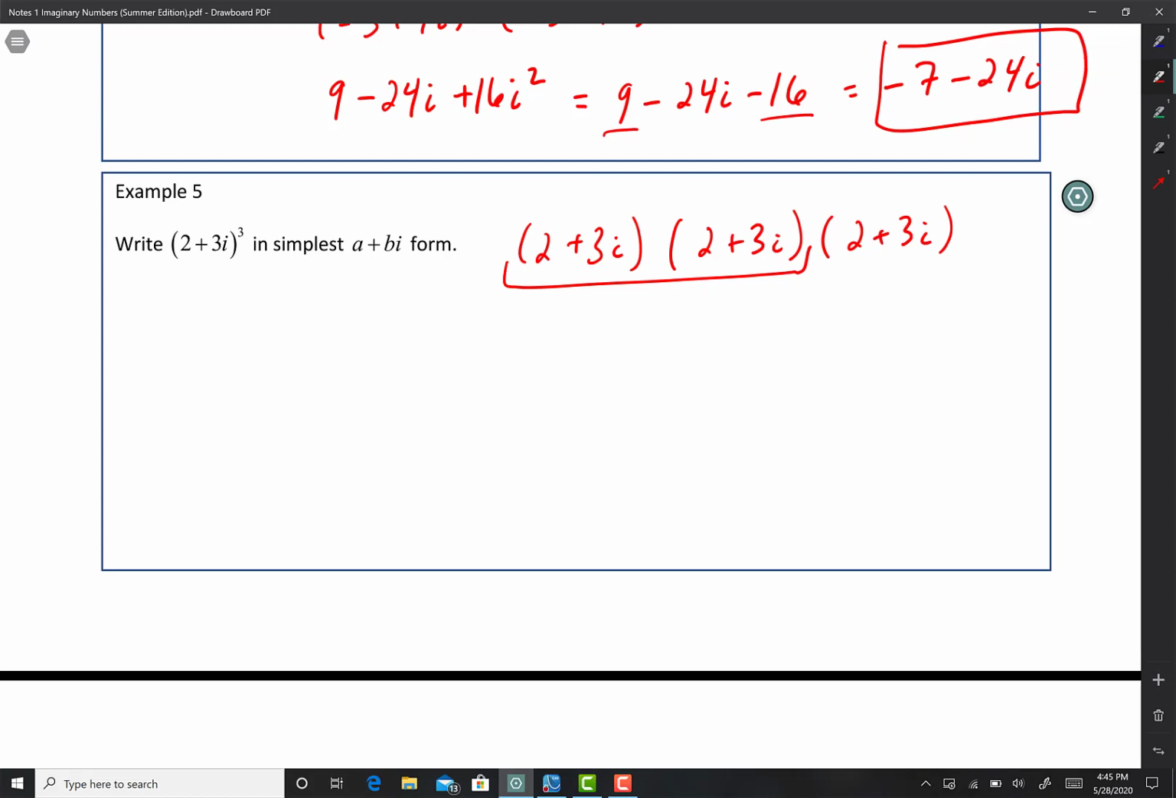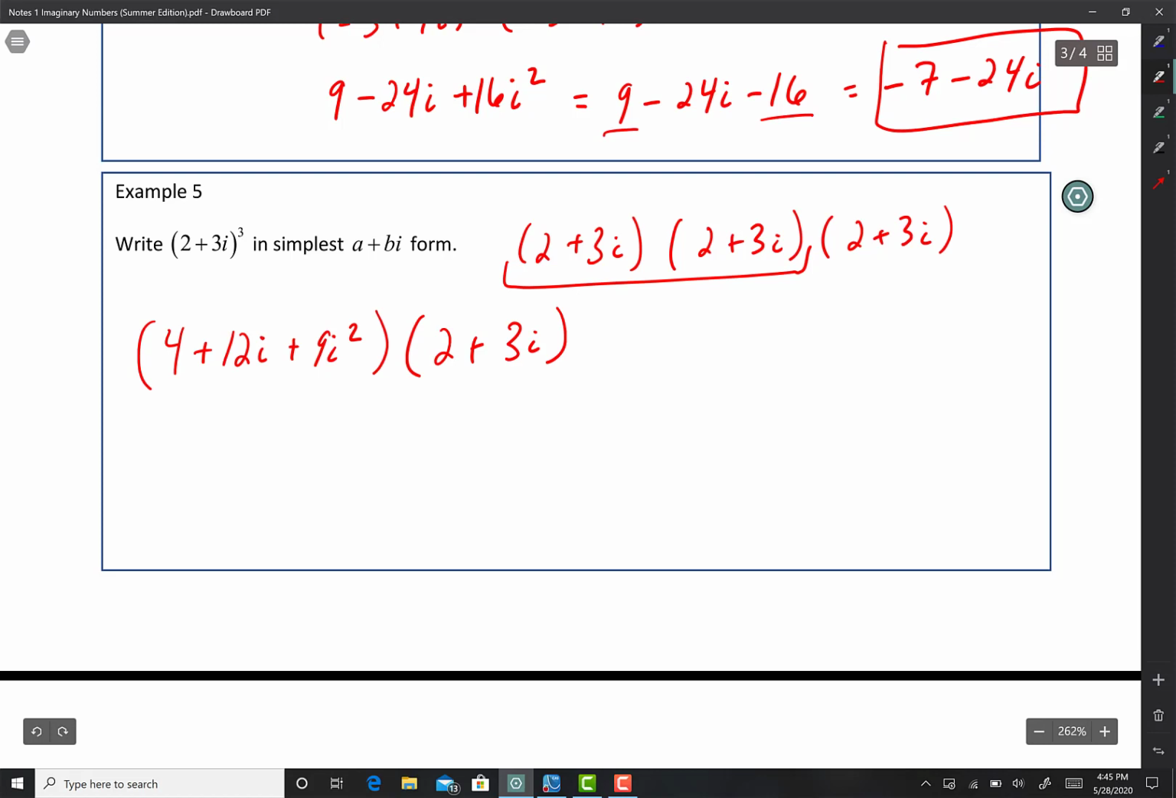So 2 times 2 is 4. And then 2 times 3i is 6i, but you're going to have 2 of those, so 12i. And then 3i times 3i is 9i squared. Again, the 9i squared turns into negative 9. I want to rewrite this as a correct mathematical statement. So 9i squared is negative 9. The difference between 4 and 9 is 5, and the 9 is larger, so negative 5.